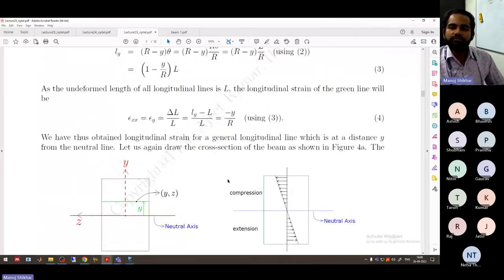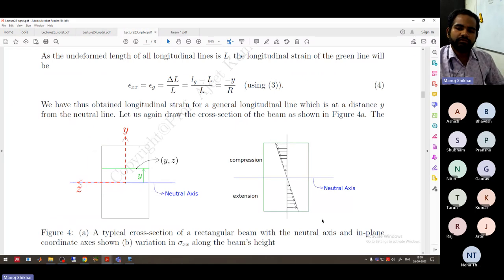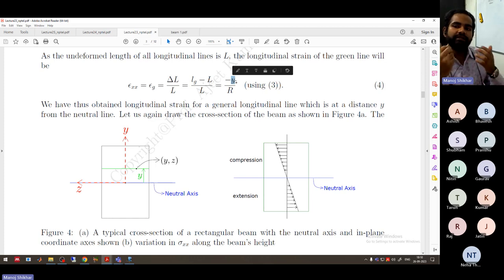Then we moved on to find the expression for epsilon xx, which in this case was minus y by r. Then what will be the distribution of strain? From this we can see that the strain is minus y by r, so it will be linear in y, and that is what has been shown here. When you increase y, like if you put y as 2, you will get minus 2 by r. If you put y equal to minus 2, then you will get 2 by r. So that is what has been shown here.